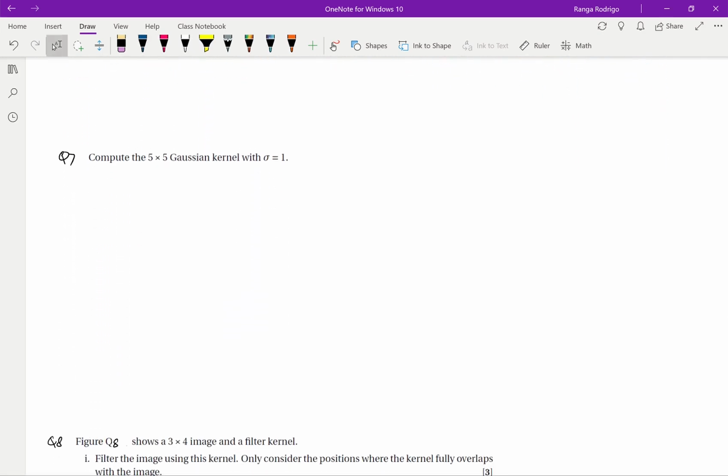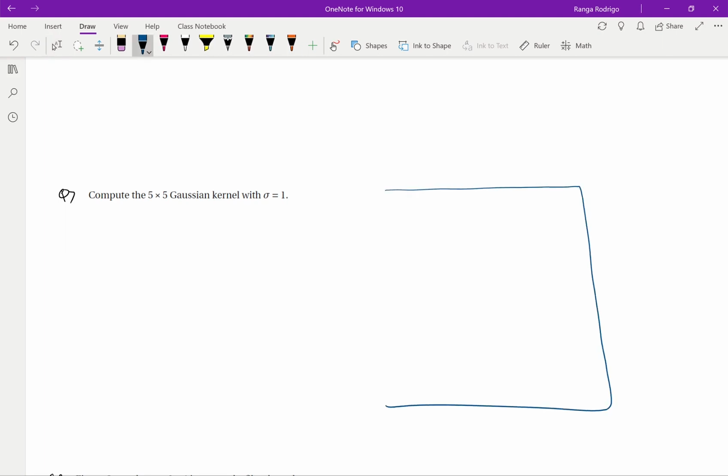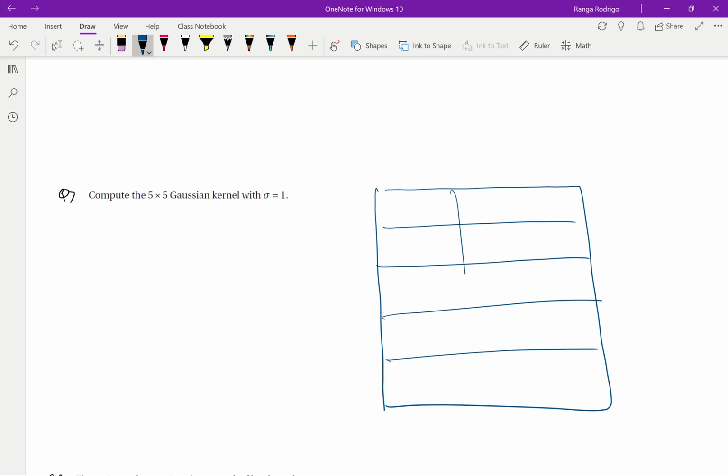Then question 7 is, compute a 5 by 5 Gaussian kernel with sigma equals 1. So let's do this by drawing the grid first for the 5 by 5 Gaussian kernel. Okay, so now when you compute the kernel, you have to consider this as 0 and this as 0. 1, 2, minus 1, minus 2, like that.